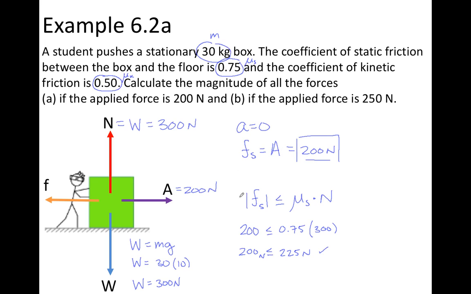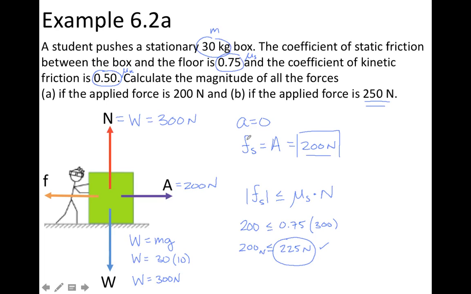On the next slide, I'm going to do part B to consider, well, what happens if the applied force is now 250? Well, if the applied force is 250 newtons, that exceeds this maximum possible value. This inequality will be violated if we consider the applied force to be 250. And so the box is going to begin to slide.